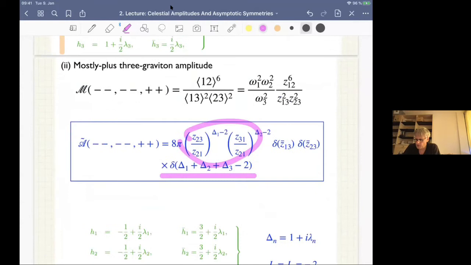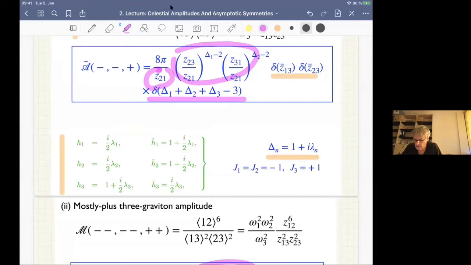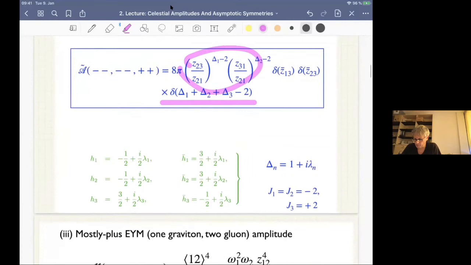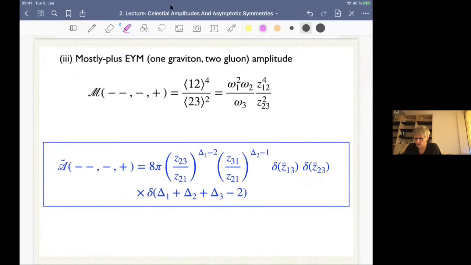So you might say that, even when you talk about KLT or double copies, this C21 should certainly be something like the kernel relating graviton and gluon amplitudes. And then I briefly sketched one of the only non-vanishing Einstein-Yang-Mills amplitudes, scattering one graviton and two gluons. And we find this form here.